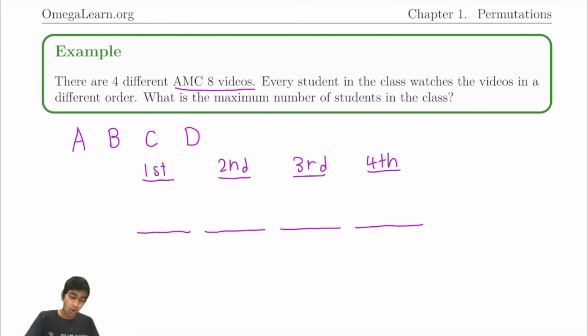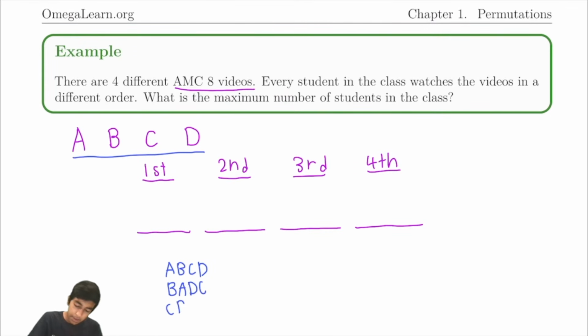We could try listing out all possible combinations. So A, B, C, D. B, A, D, C. C, D, B, A. There's a ton. The point is, it's going to take a long time. So maybe let's consider them choice by choice. How many choices do we have for the first video to watch? We have 4 choices: A, B, C, or D. There's 4 videos that we could potentially watch first. So there's 4 choices over here.